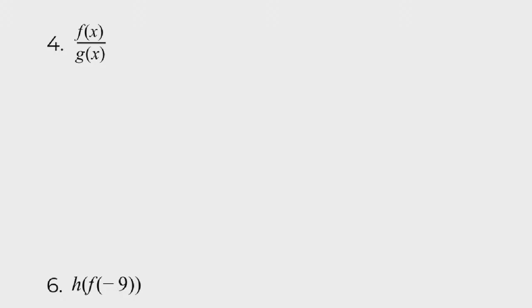Okay, number 4, we have f of x over g of x. So f of x is 4x to the 2/3, and g of x is 5x to the 1/2. First I'm going to look at the numbers. We have 4 over 5. We can't simplify that, so I'm just going to leave the numbers where they are. Oops, sorry. 4 is in the numerator and 5 is in the denominator.